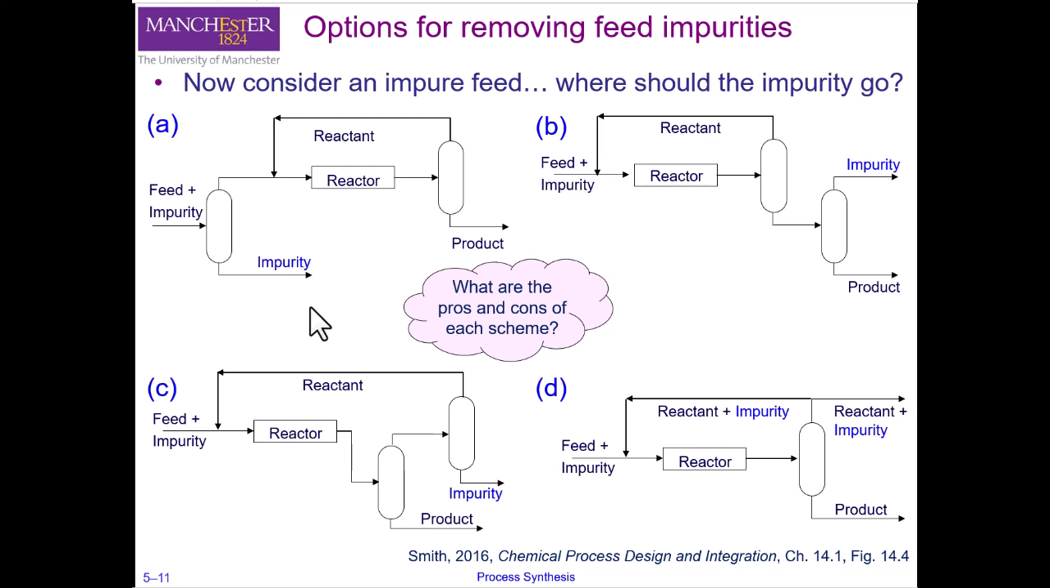So that is all for this part. In the next part, we will look at some heuristics which guide chemical process synthesis.